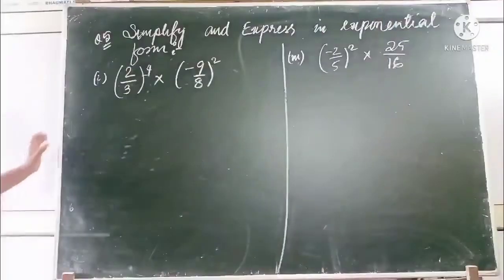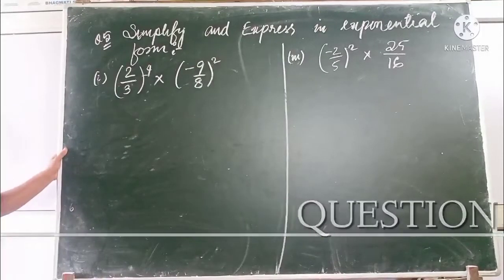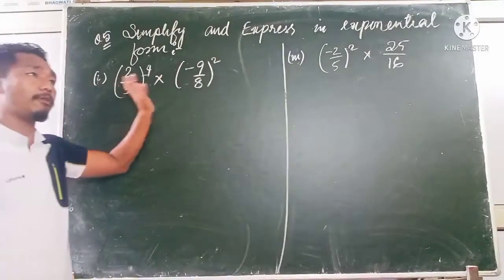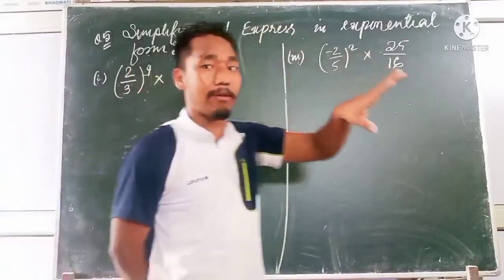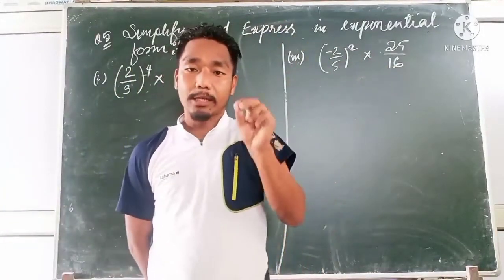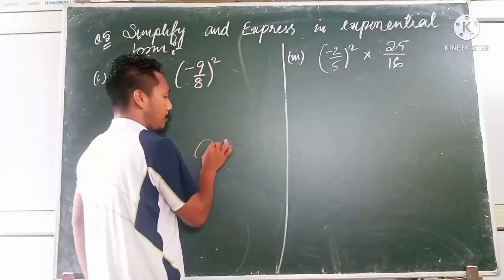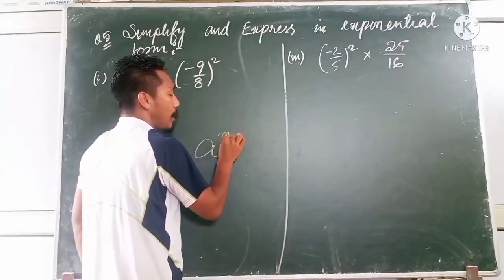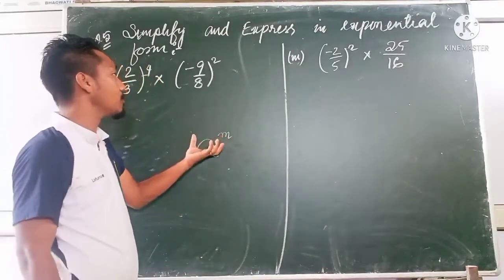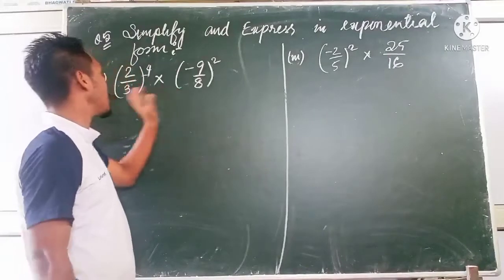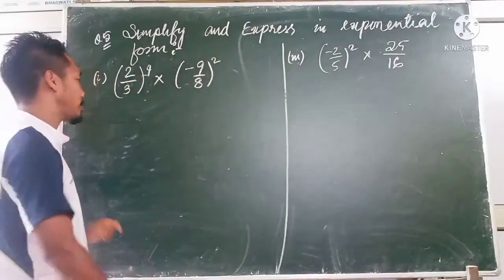So this is our next question, question number 5. Simplify and express in exponential form. First of all, you have to simplify, and then you have to write in exponential form. Exponential form means you write some base, and above it you write some exponent. So we have to first simplify the expression, and then write it in exponential form.